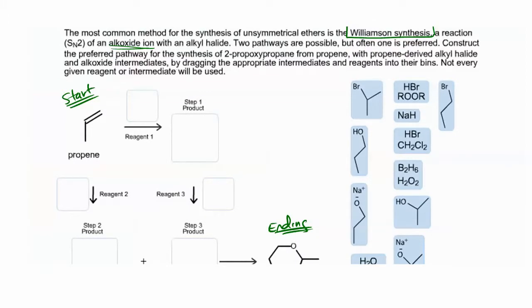Construct the preferred pathway for the synthesis of this with propene-derived alkyl halide and alkoxide intermediates by dragging the propane intermediate. Not every reagent given or intermediate will be used.